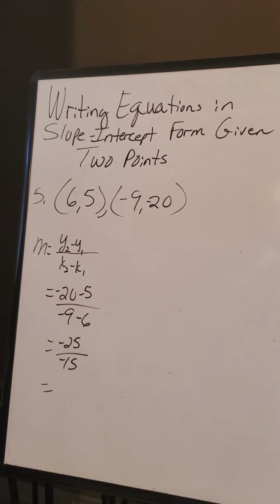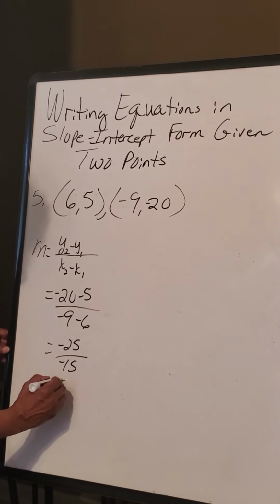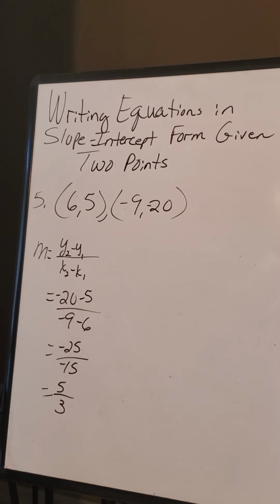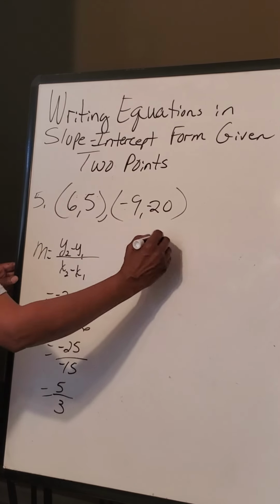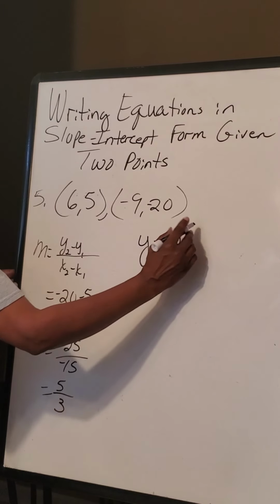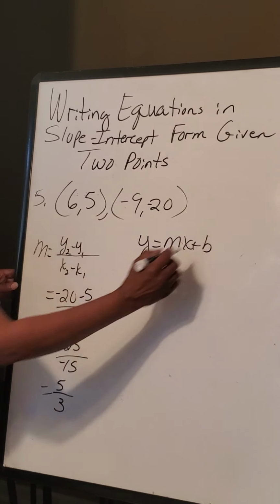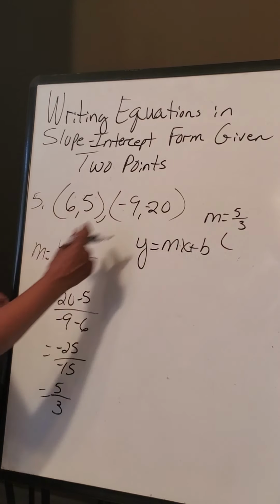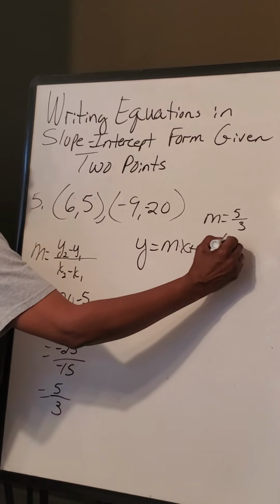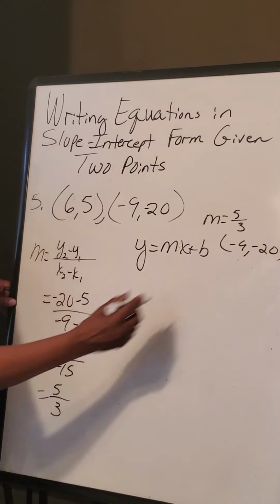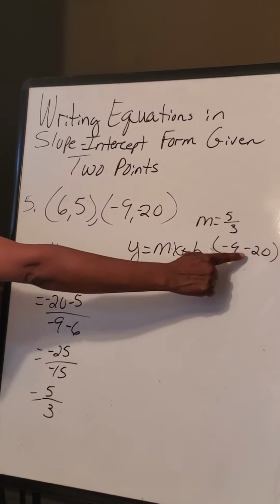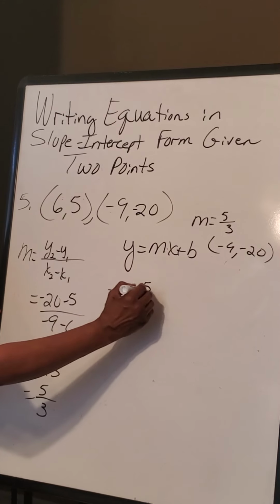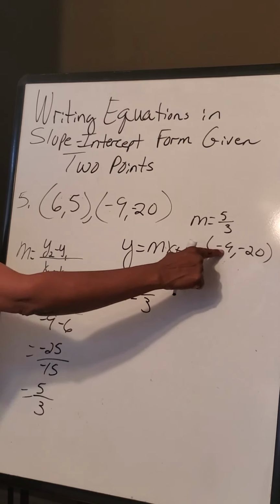25 and 15 have a GCF of 5. 25 divided by 5 is 5. 15 divided by 5 gives you 3. So I have a slope of 5/3. Now I need to find my y-intercept. My slope is 5/3. Select the ordered pair that I want to use. I'm going to use this ordered pair of (-9, -20). I'm going to replace the y with the -20, replace m with the 5/3, replace x with the -9.